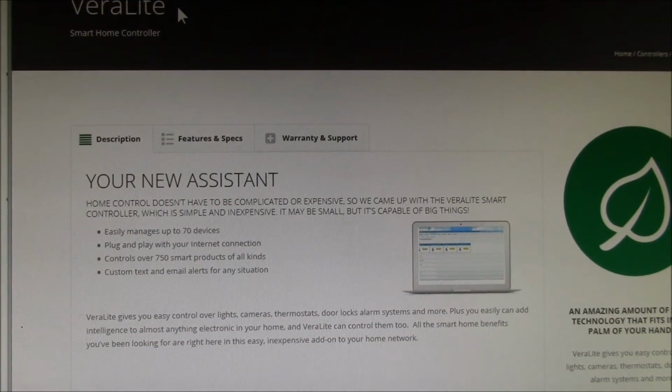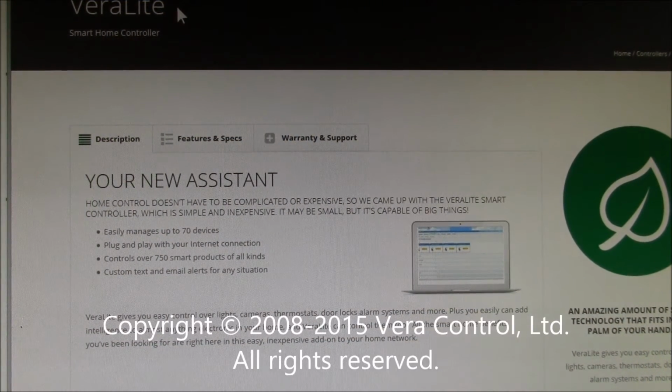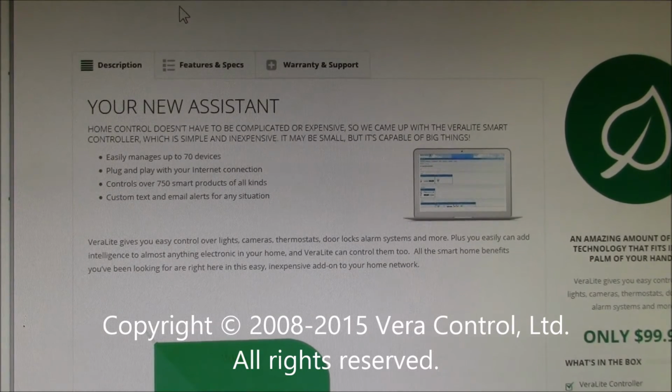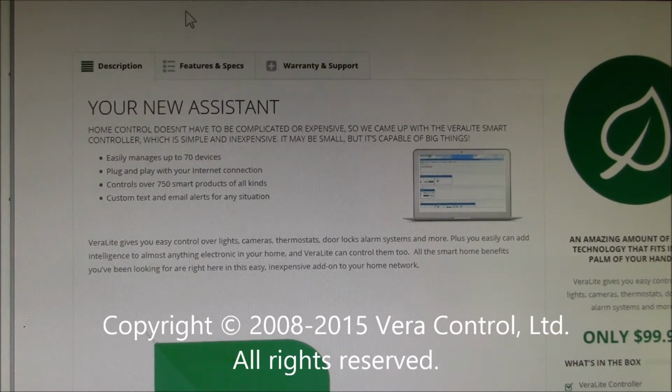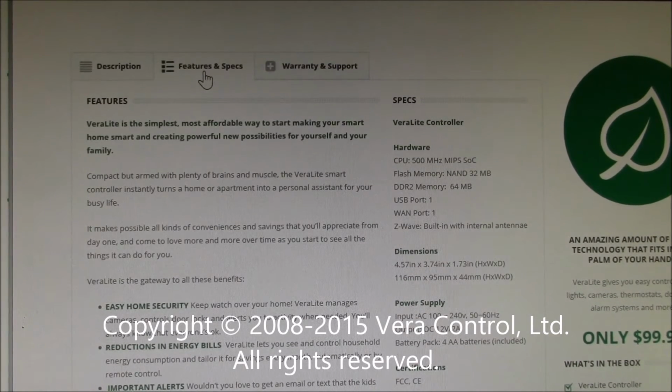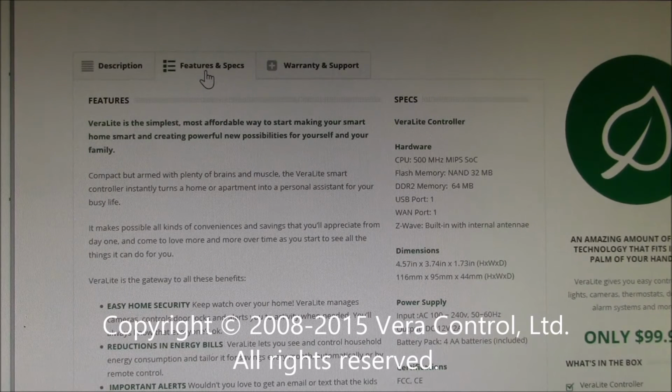This unit is made by Vera Control. A link to their webpage is in the video description. They make a number of different controllers, some with built-in Wi-Fi access points, and I think some have wireless GSM support.